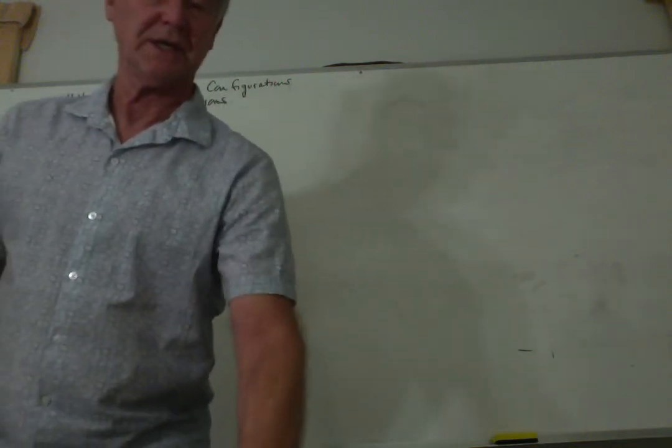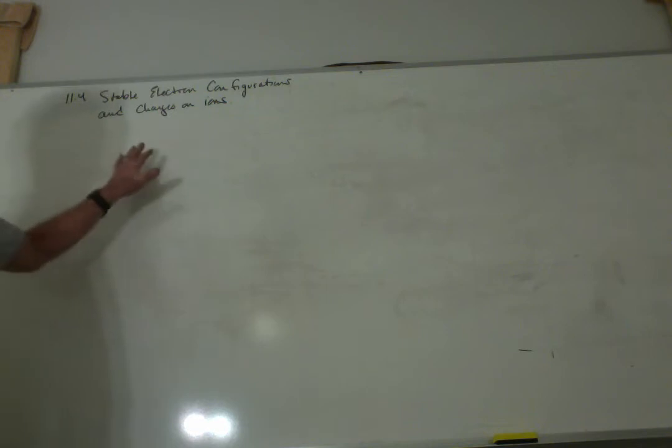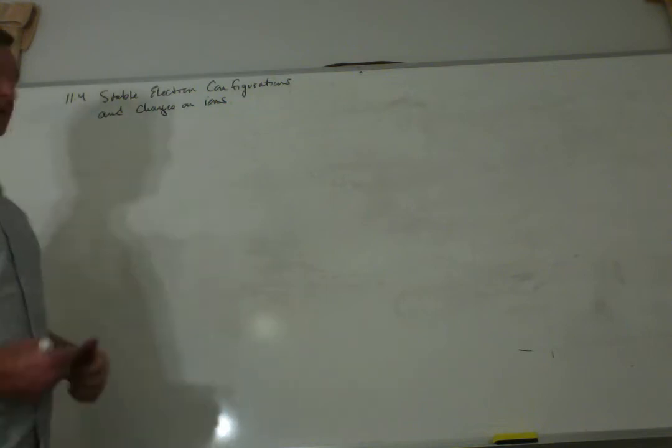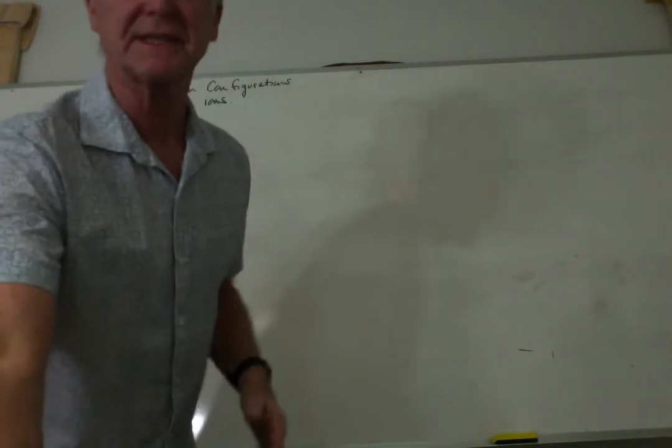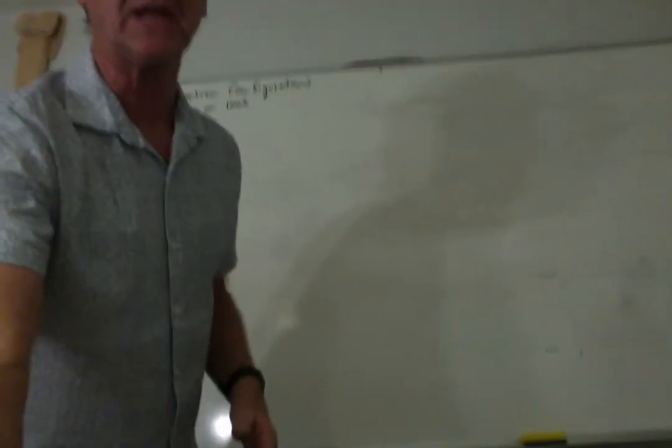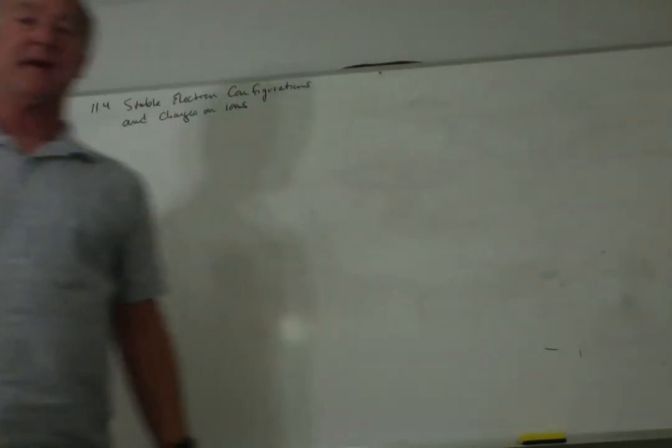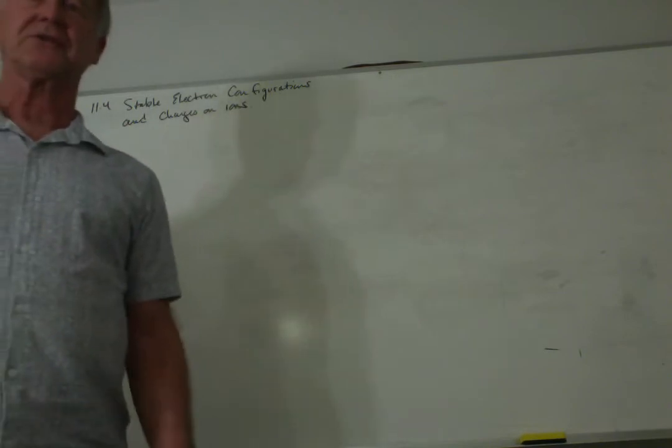This video is on section 11.4. It's for chemistry and it has to do with stable electron configurations and charges on ions. Actually, in some ways, we've already done something like this several times, but it's a good review.